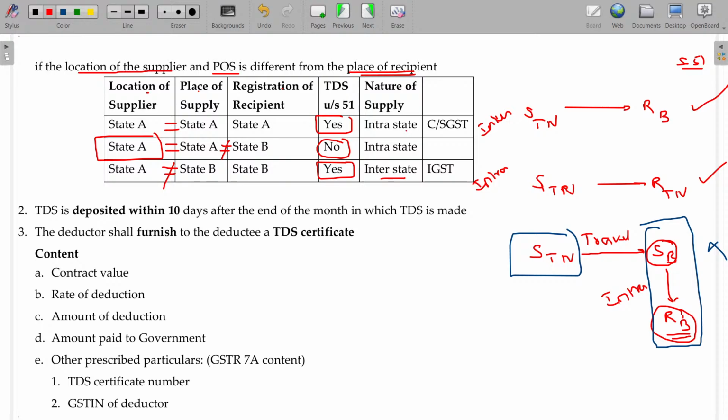Now what happens here? Totally different. It's intrastate because the supply is provided in Bangalore to the recipient in Bangalore, though my registered location is Tamil Nadu. Then automatically TDS is not applicable. In this case, TDS is not applicable.